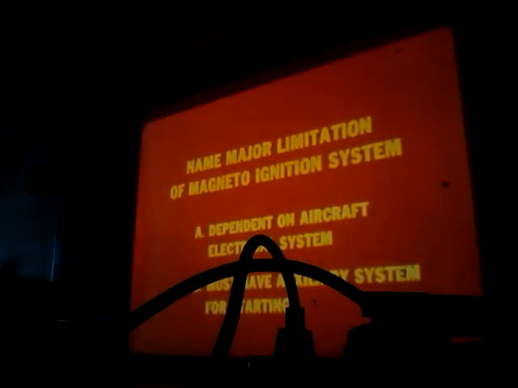All modern aircraft use magnetos to supply energy for ignition, but they do have limitations. What is the main limitation of a magneto ignition system? Is it A, dependent on the aircraft electrical system, or B, needs an auxiliary system for starting?